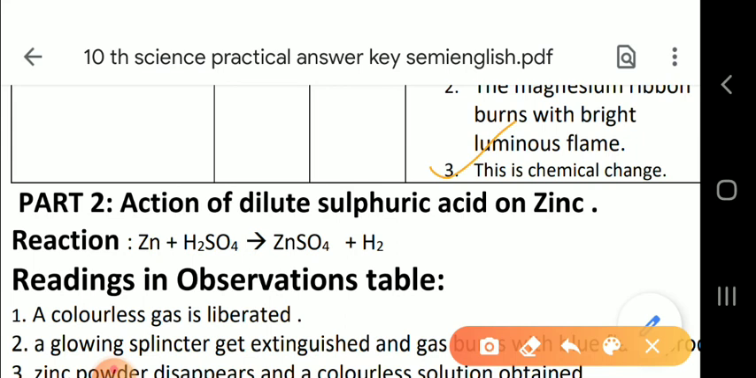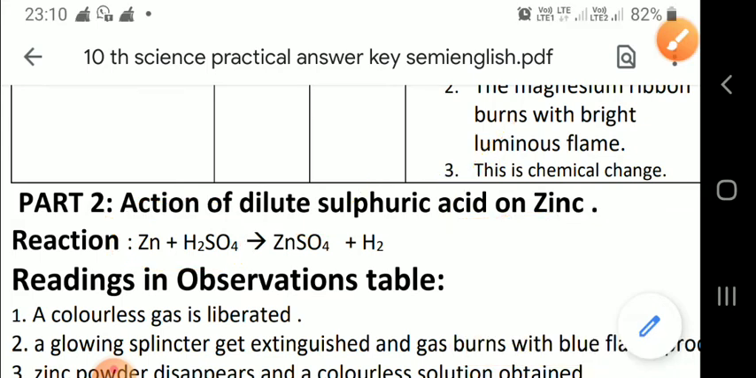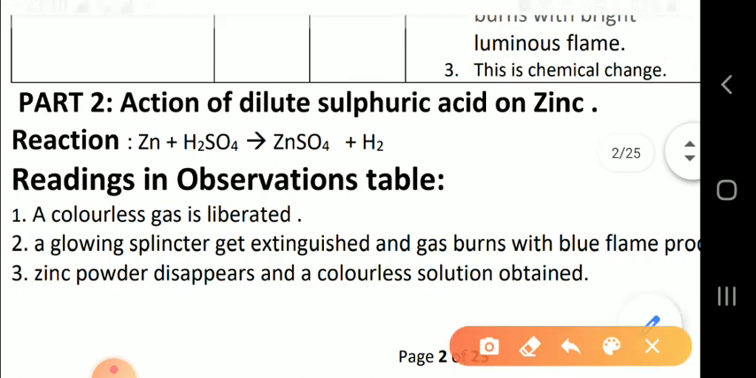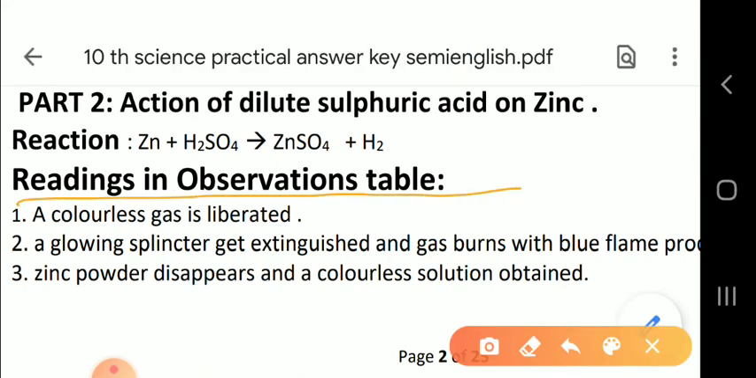Now the second part, action of dilute sulfuric acid on zinc. So here Zn plus H2SO4 are the reactants. They form ZnSO4 plus H2. What is written in the observation? We can see a colorless gas is liberated, a glowing splinter gets extinguished and the gas burns with a blue flame, zinc powder disappears and a colorless solution is obtained.